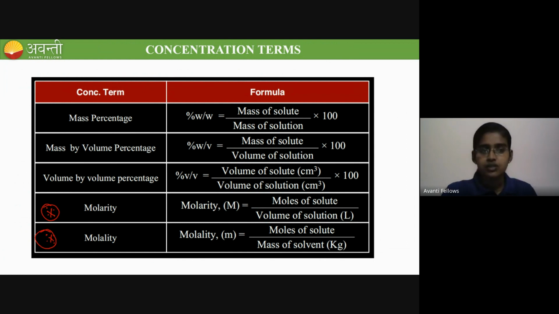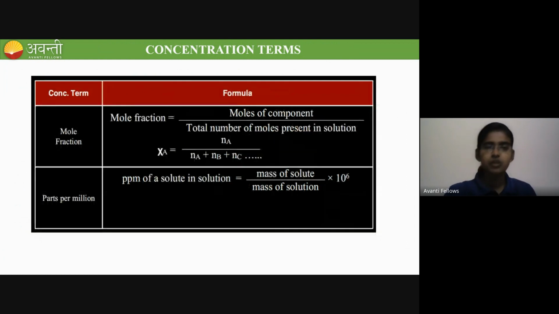Now coming to the fifth concentration term, it is mole fraction. Number of moles of that particular component divided by the total number of moles. Suppose you're having 3 components, and if I want to find out the mole fraction of A, mole fraction is denoted by the letter X. If I want to find out XA, what I have to do? Number of moles of A divided by total number of moles, that is Na plus Nb plus Nc. That is what is given here. So this is how we have to find it out.